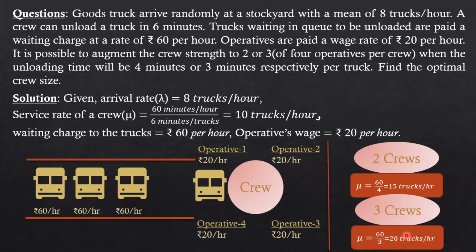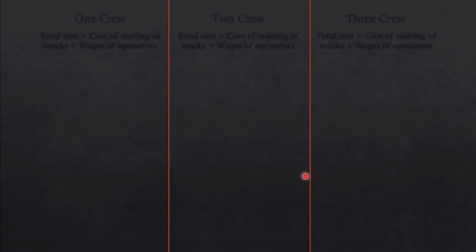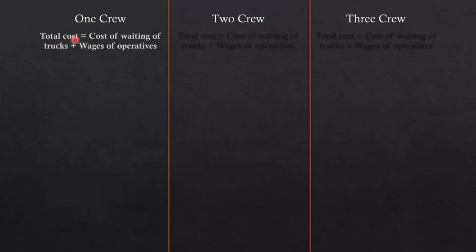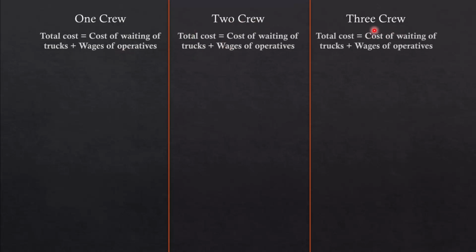So let us move ahead with the problem, and let us say there are 3 conditions: when we are having 1 crew, 2 crews, and 3 crews. Now the total cost is equal to the cost of waiting of trucks plus the wages of operatives. It is the same for the second and the third condition. Now let us first calculate the wages of operatives.